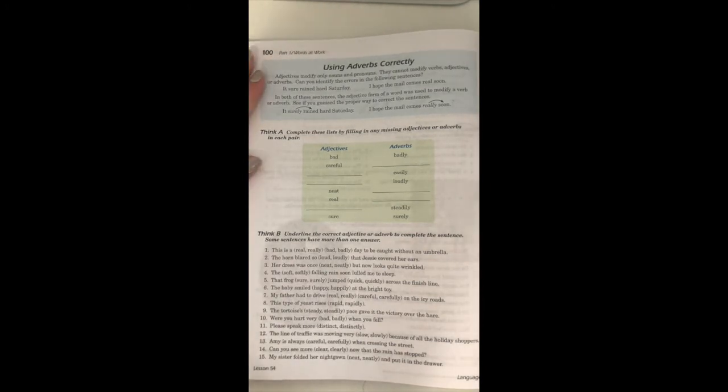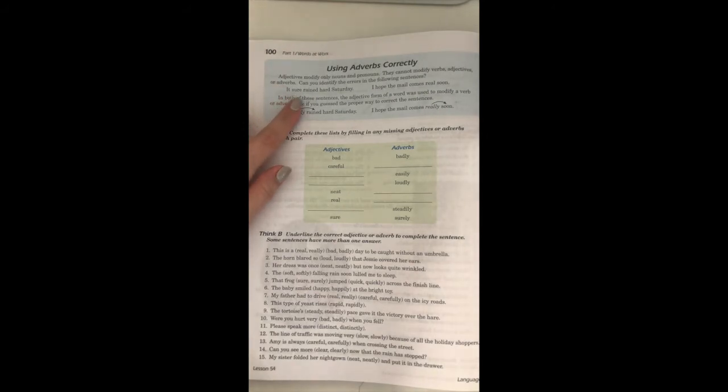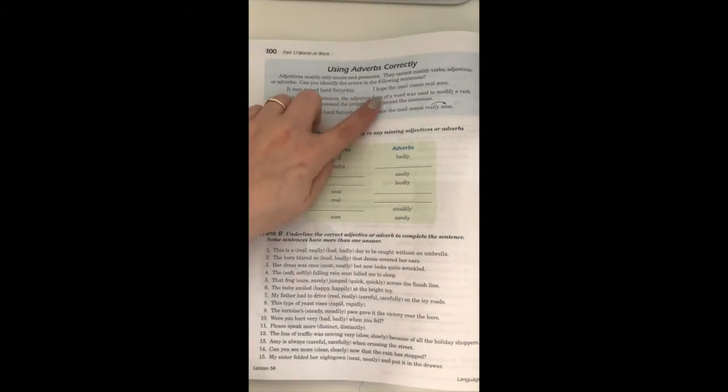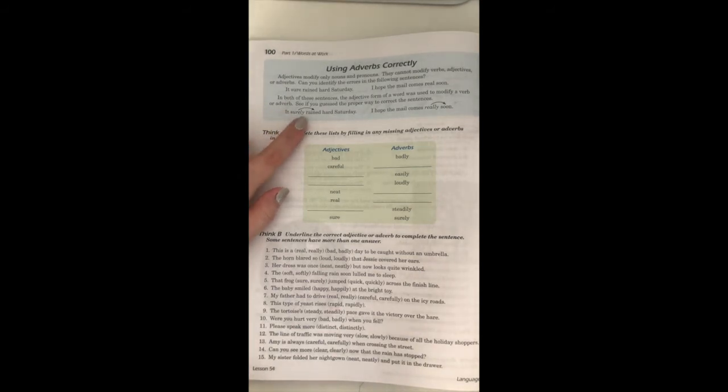Here at the top, it says that adjectives modify only nouns and pronouns. They cannot modify verbs, adjectives, or adverbs. Can you identify the errors in the following sentences? It says, it sure rained hard Saturday. I hope the mail comes real soon. In both of these sentences, the adjective form of a word was used to modify a verb or adverb. See if you can guess the proper way to correct the sentences.